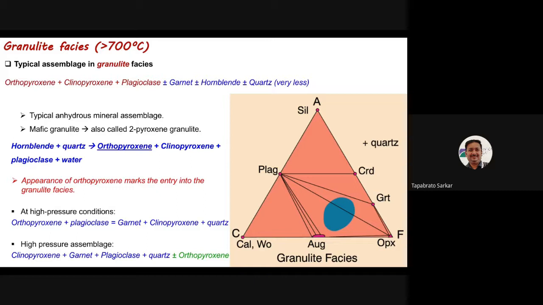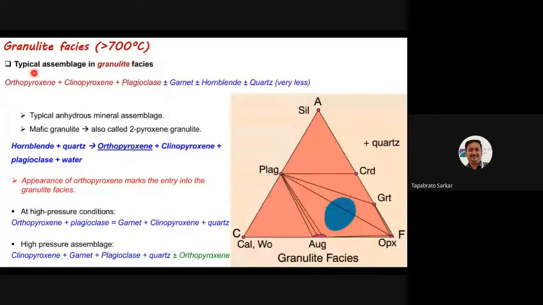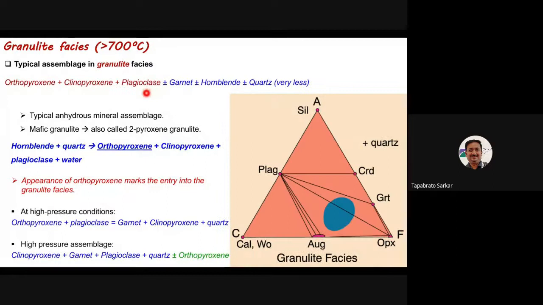Okay. So what we move on to now is the granulite facies condition. And what is granulite facies? The temperatures above 700 degrees centigrade. So when we move on to the granulite facies, the typical mineral assemblages are orthopyroxene, clinopyroxene, and plagioclase. What you see out here is that it is typically an anhydrous mineral assemblage. Hornblende is gone. We'll come to the reactions, obviously, but hornblende is gone completely by this reaction.